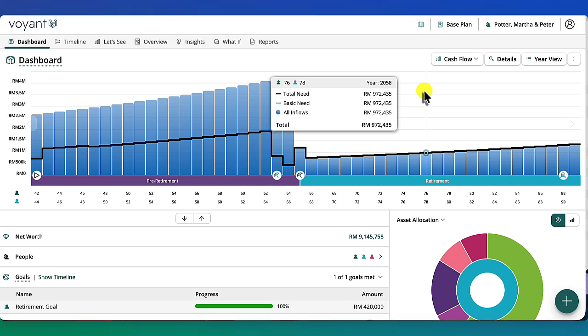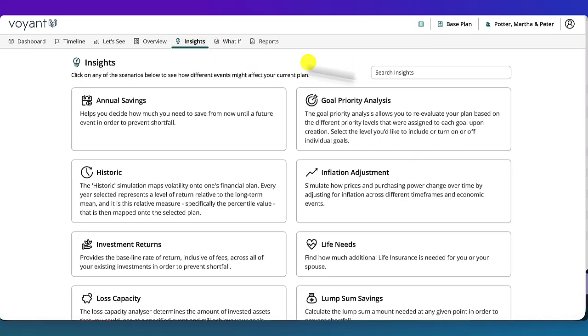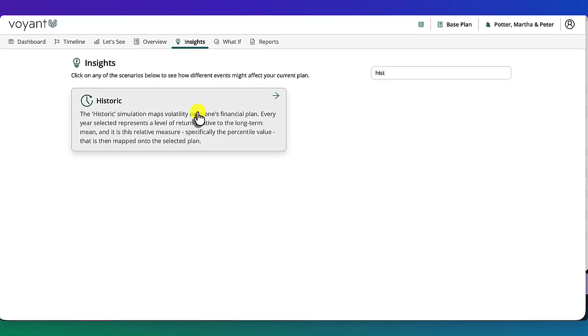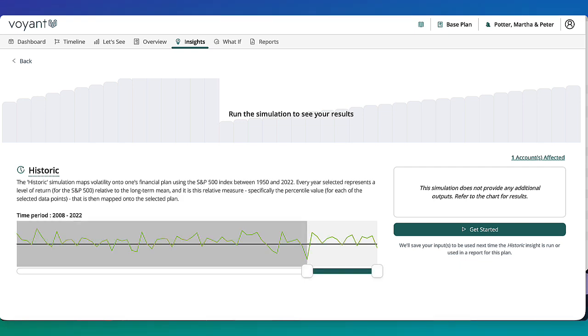Today we're going to walk through how to use the Historic Insight tab in Advisor Go. This insight can be found by clicking on our Insights tab and finding the Historic Insight. This is a helpful stress testing tool that allows you to overlay historic market volatility into a client's plan so you can see how it may have reacted during a selected market period.